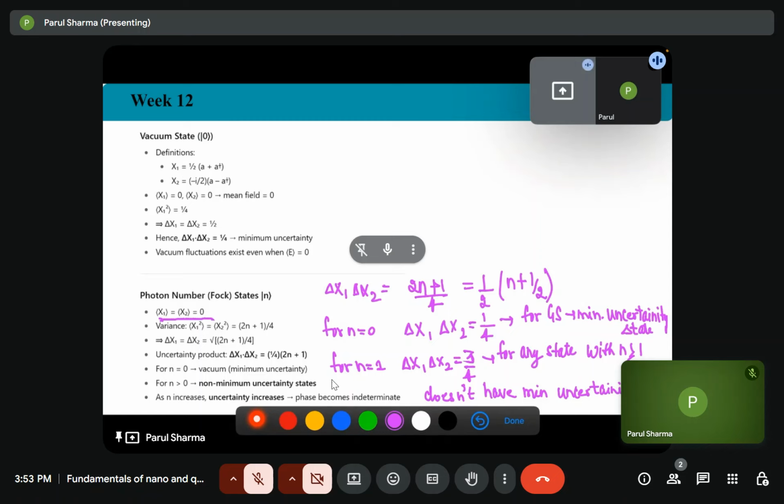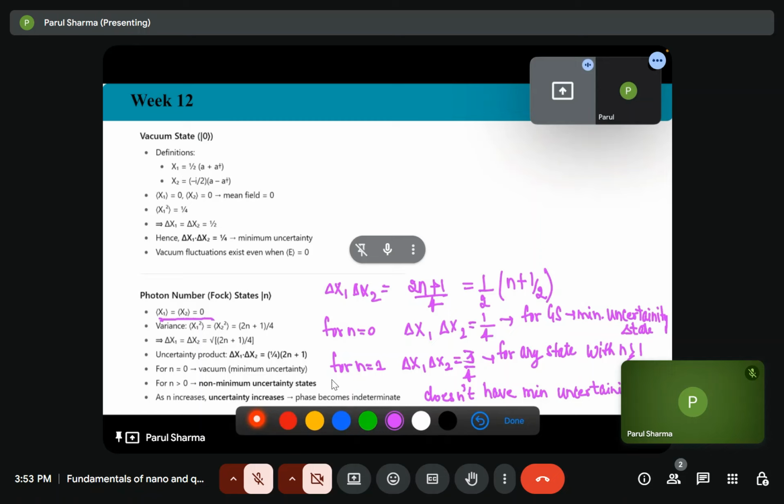For n equals to 0, we will have the vacuum state, that is the minimum uncertainty state, but for n greater than 0, or equals to 1, it will give us the non minimum uncertainty state. So as n increases, uncertainty will increase in the number, and the phase will become indeterminate. So we can say that for n equals to 0, the number state is in the vacuum state.